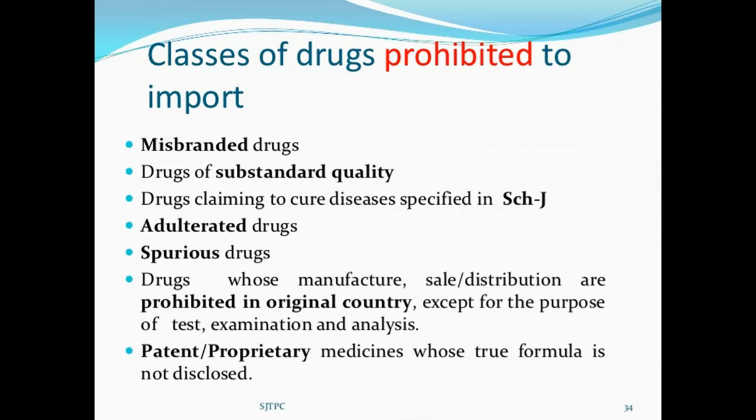But some drugs are invented by the proprietor himself, a patent. That category of drugs can be imported, but he has to disclose his true formula, because it is not listed in any book of standards. The manufacturer has to give the total formula so that we can know the contents of this medicine. Then it can be imported; otherwise, it will not be imported. Next.